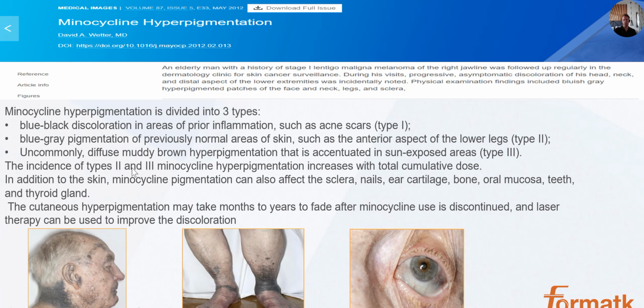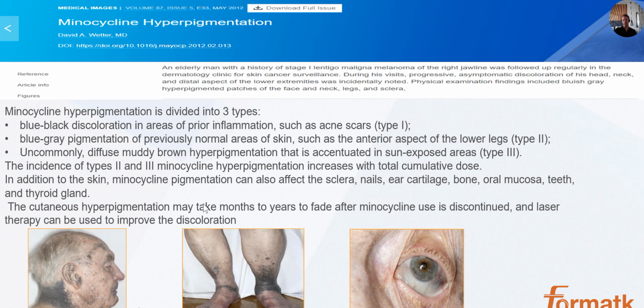It has 3 different groups. One can cause blue-black discoloration in areas of prior inflammation, such as acne scars, type 1. Blue-gray pigmentation of previously normal areas of the skin, like the lower legs, type 2. And uncommon muddy brown hyperpigmentation that is mostly emphasized in sun-exposed areas, type 3. So sometimes it can happen from just one single dose, and sometimes it can be cumulative. So the more you take it, the more chance you'll have it.